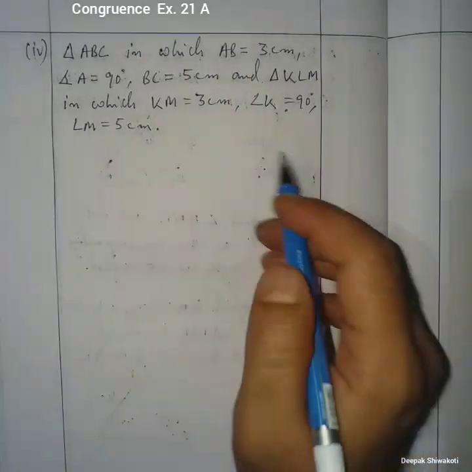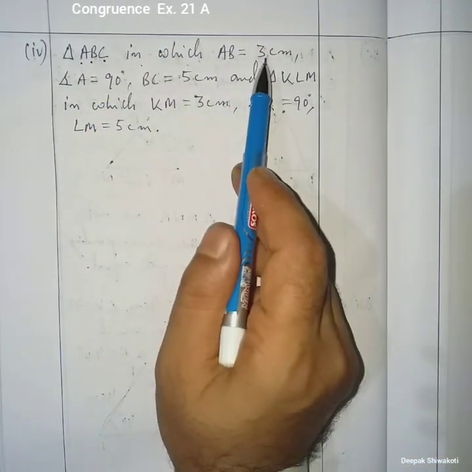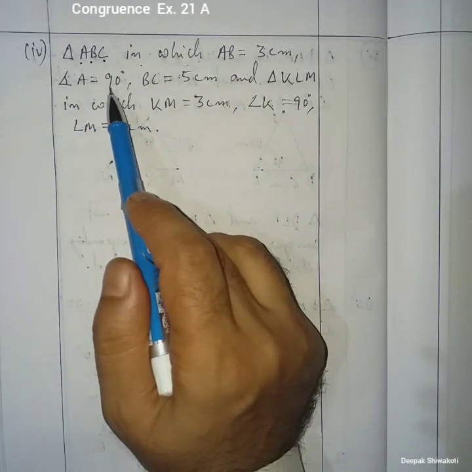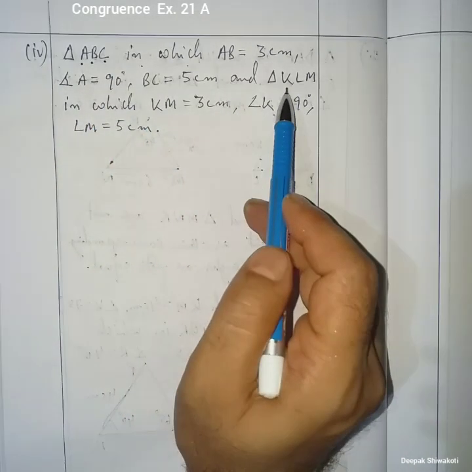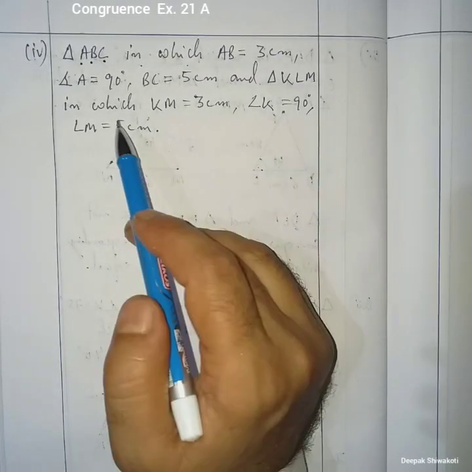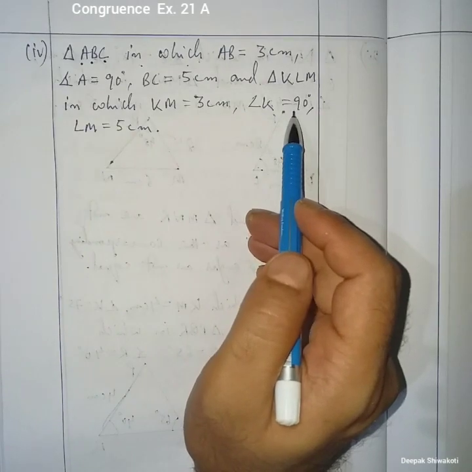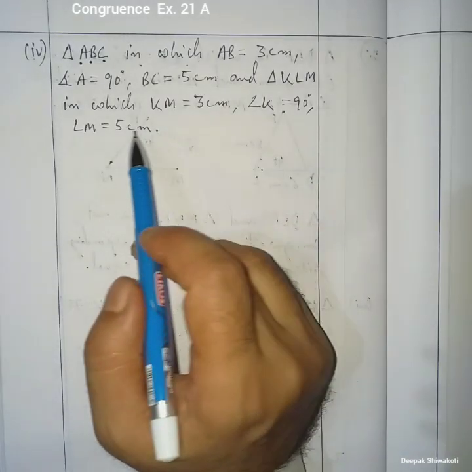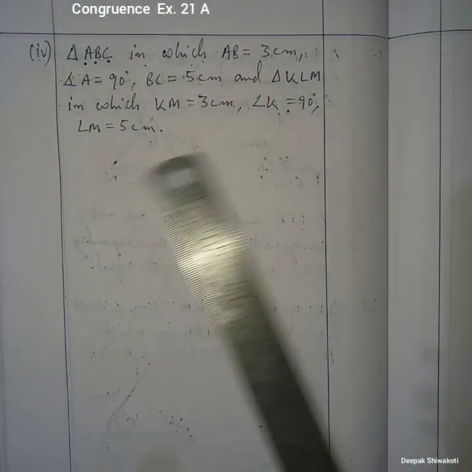Now question number 4, triangle ABC in which AB is equal to 3 cm, angle A is equal to 90 degree, BC is equal to 5 cm, and triangle KLM in which KM is equal to 3 cm, angle K is equal to 90 degree, LM is equal to 5 cm. Let us draw the triangles.